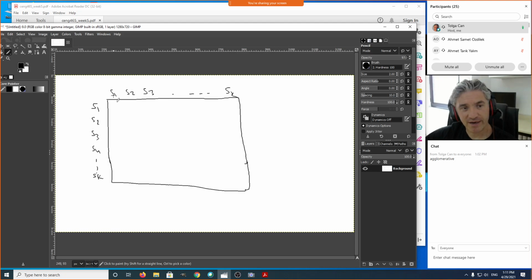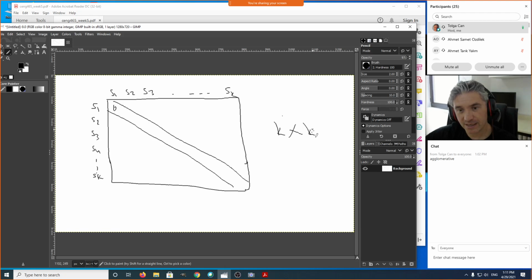Maybe we are not aligning the same sequence against itself, so we can have all zeros here on the main diagonal. So this is a square matrix, as you can see. It's a k by k matrix. The main diagonal may be all zeros, indicating the distance of each sequence to itself is 0.